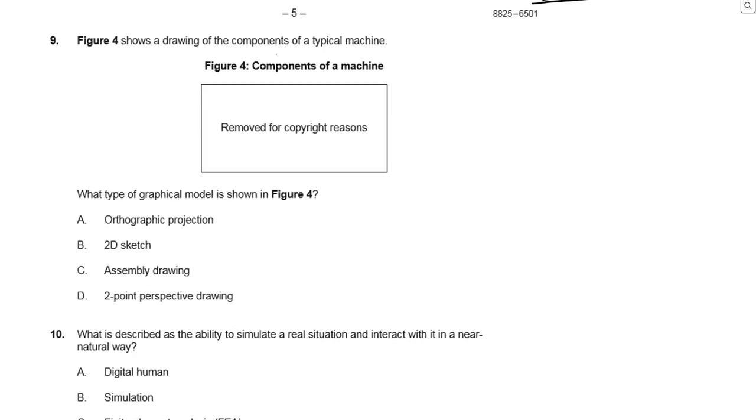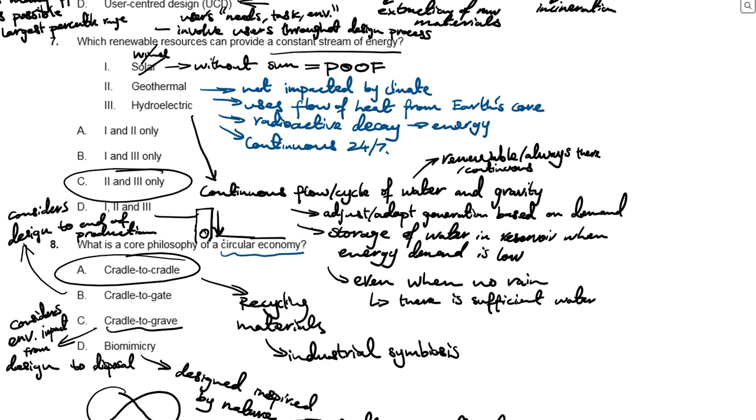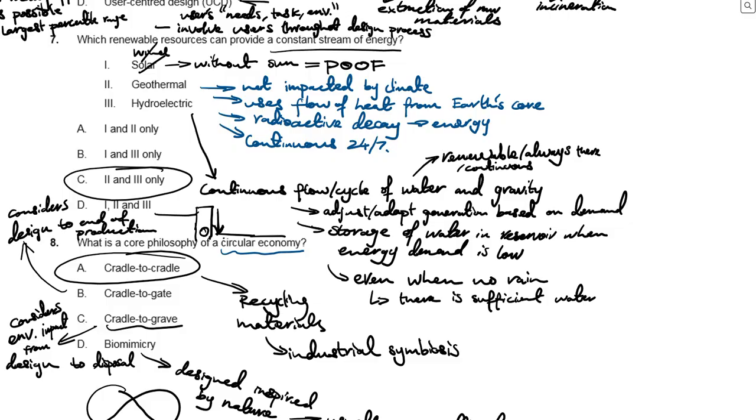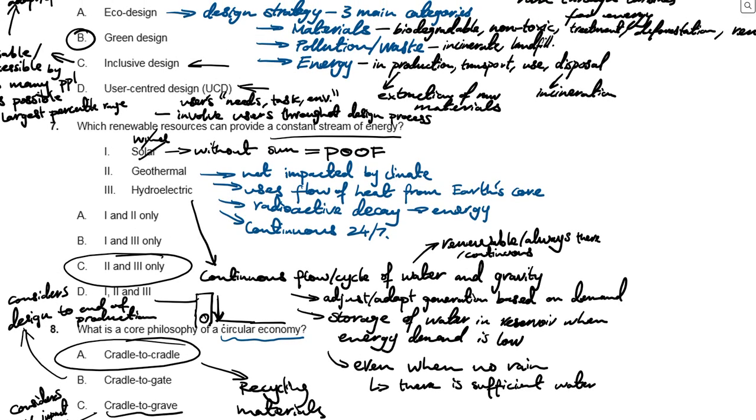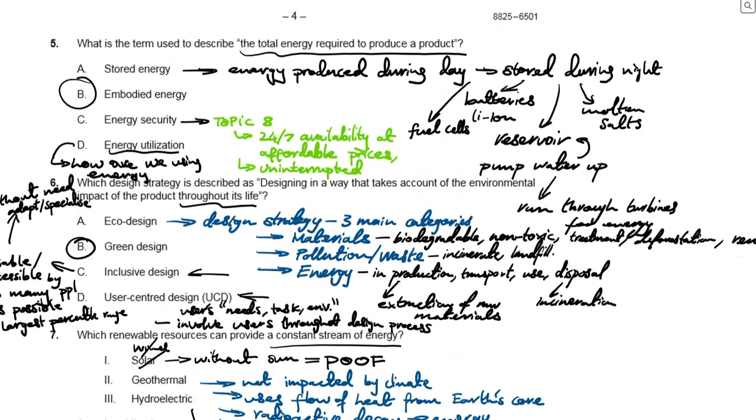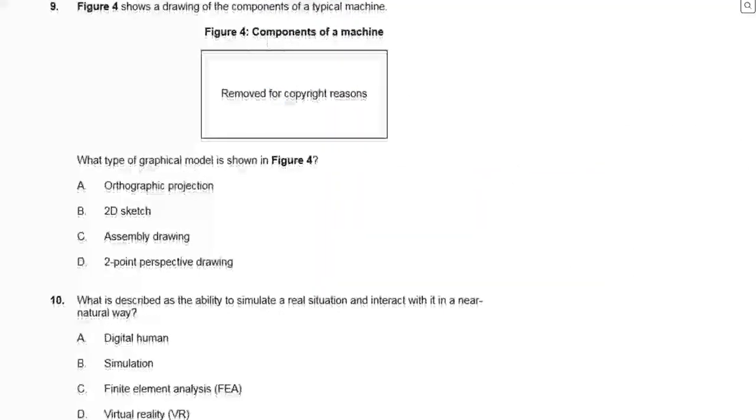It shows a drawing of the components of a typical machine. What type of graphical model is shown in figure 4? What I'll be doing with all of these questions, as I've done previously, is explain every point and possibility and understand which one is our correct answer and which ones are not, and why. So definitely go check out the playlist and I'll just continue.